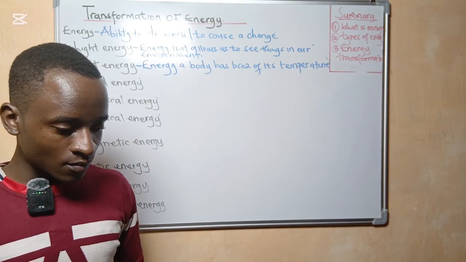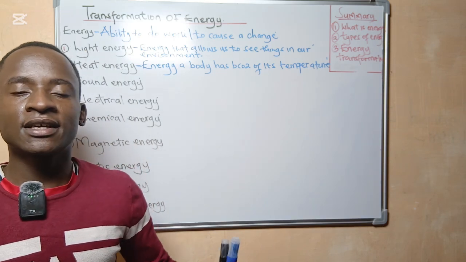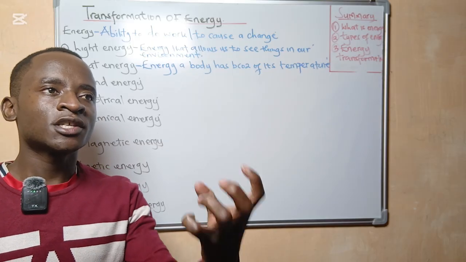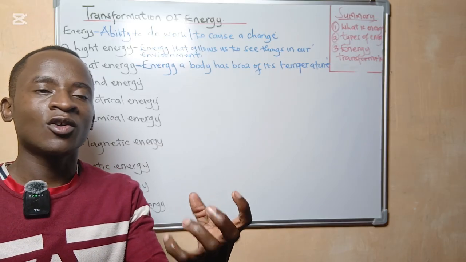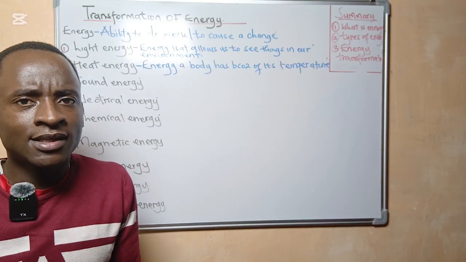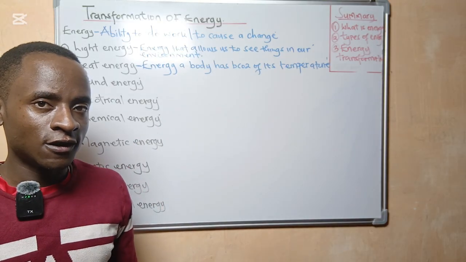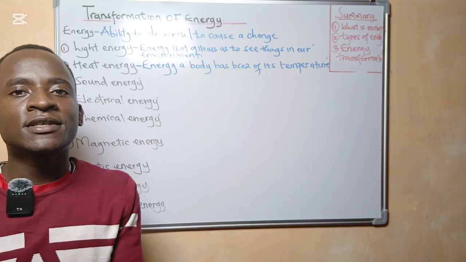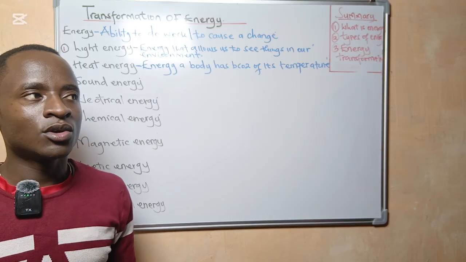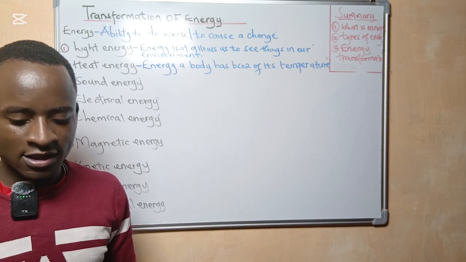Now, the higher the temperature, the higher the amount of heat energy. In simple terms, when the temperature of an object increases, the heat energy in that body does what? Increases. Are we together? Let me repeat this. The higher the temperature, the higher the amount of heat energy in a body. In simple terms, when you increase the temperature of the body, the heat energy of that body increases.